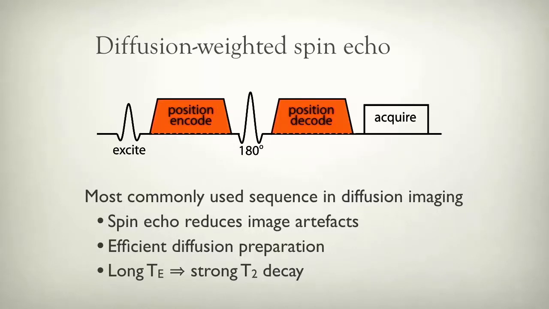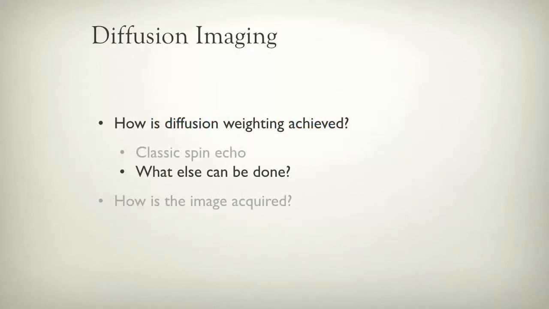It has very few image artifacts. It's an extremely efficient way of imparting diffusion contrast to tissue. The one Achilles heel that it has is it has a relatively long echo time, and that creates strong T2 decay, which I believe I'll come back to a bit later. Okay, so that's the basics of what we normally do. What else can we do?